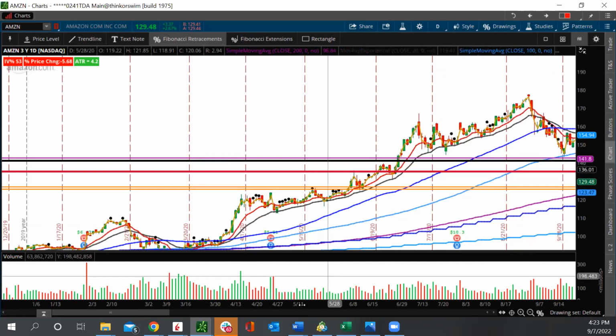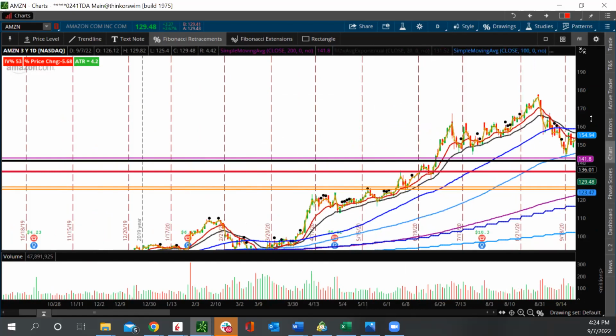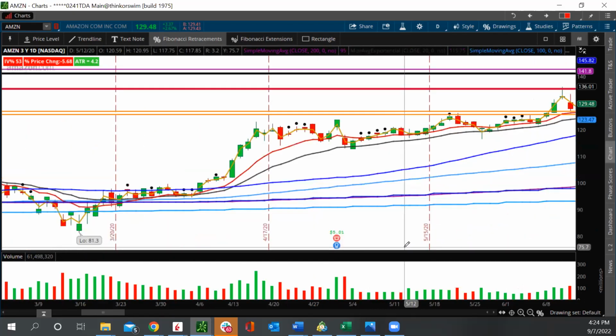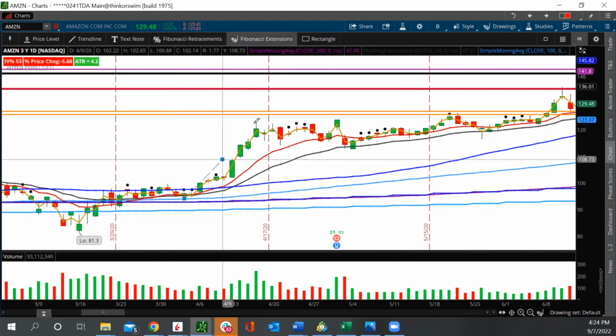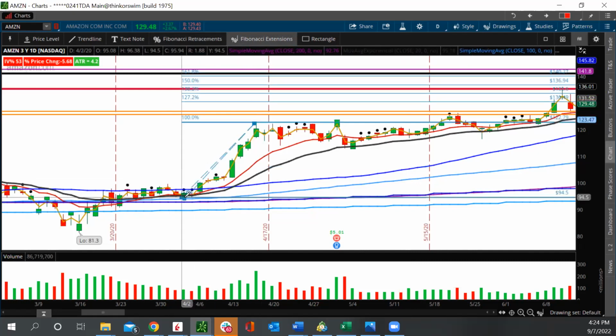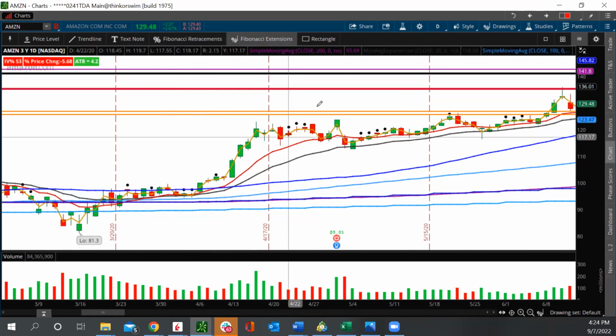I want to try to find, there was an example here on Amazon. I thought it was Amazon where it was, let me try the fib extensions here. I'm not going to be able to find it. Anyway, it was kind of cool.